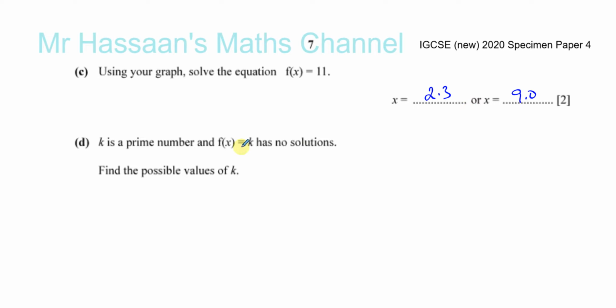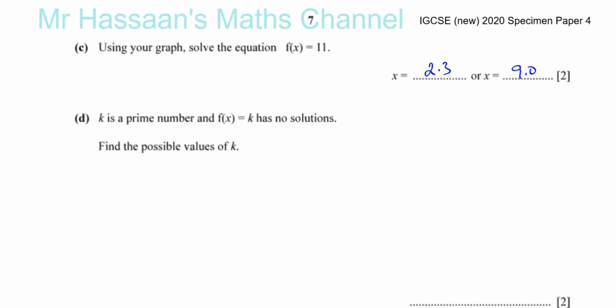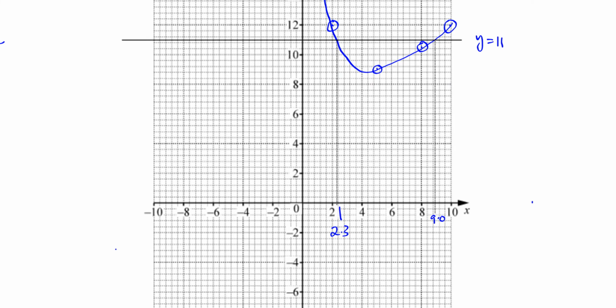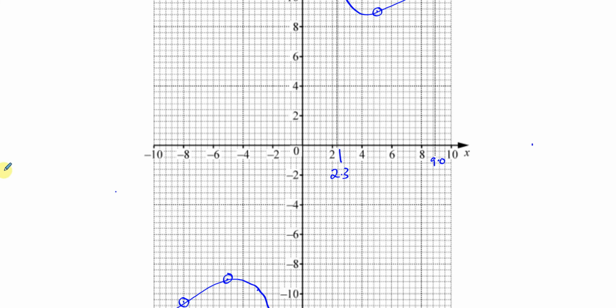Then it says k is a prime number and f(x) equals k has no solutions. Find the possible values of k. So now, k is a prime number and f(x) equals k has no solutions. So f(x) equals k is basically a line which is horizontal. Okay, let me draw it with a solid. It's a horizontal line, f(x) equals k.